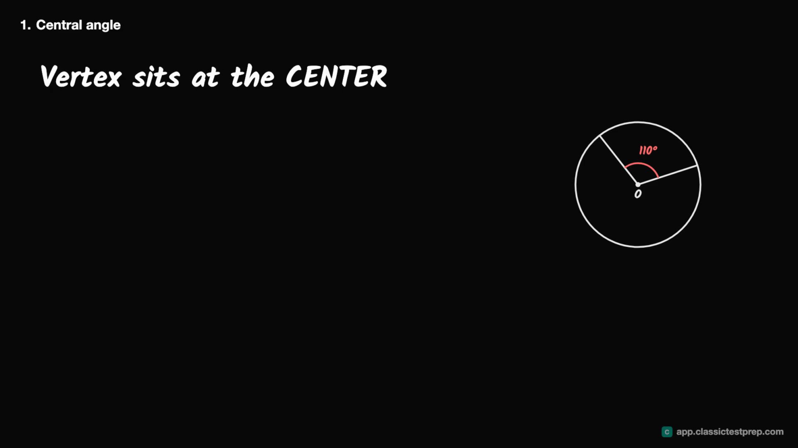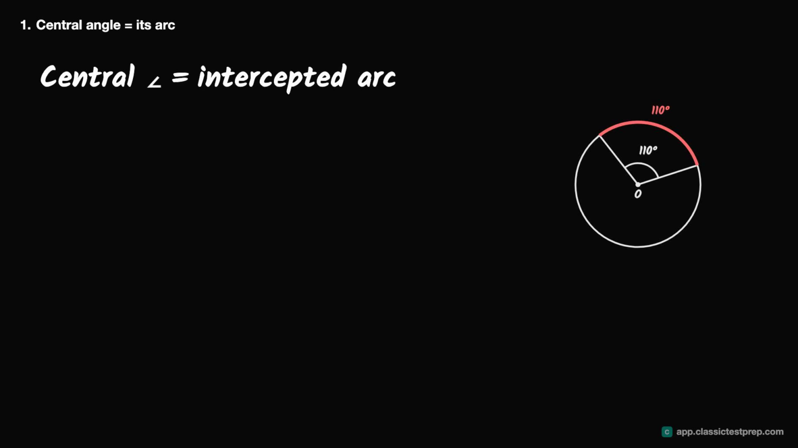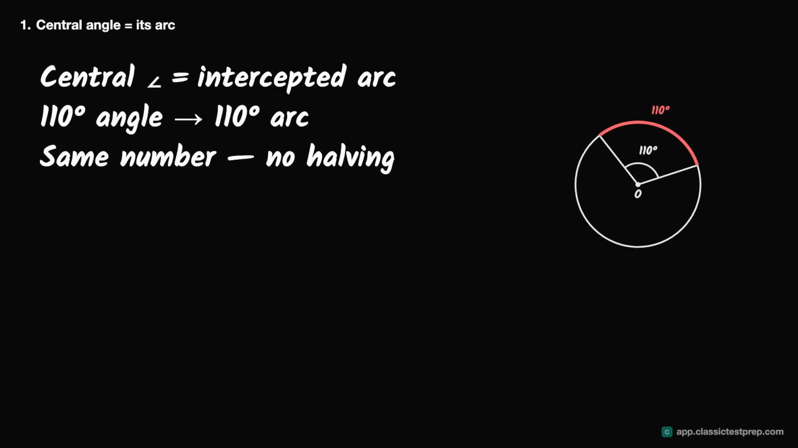Its two sides are radii, lines running from the center out to the edge of the circle. And the rule could not be simpler. A central angle is equal to the arc it cuts off, its intercepted arc. If the central angle is 110 degrees, the arc it opens up to is also 110 degrees, same exact number.